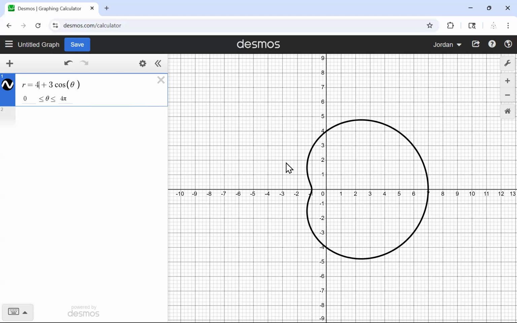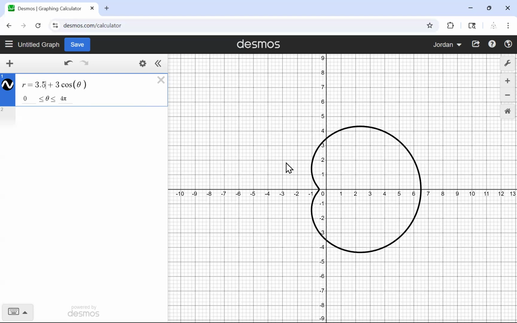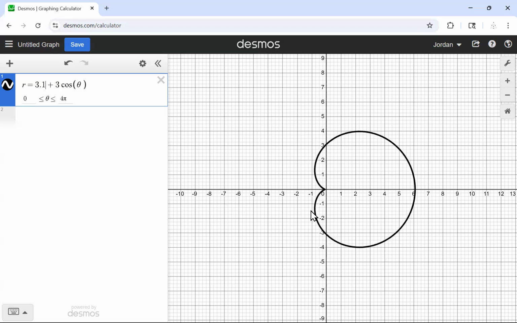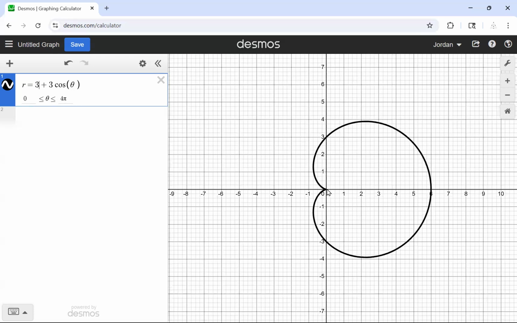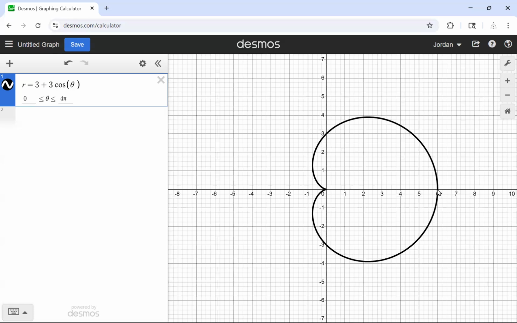So we started with 4 with a dimple. If we take 3.5, then that dimples more. Down until we hit the number 3 exactly. Once we hit where the constant and the coefficient on cosine are the same, then our curve here goes around past the y-axis on the left, and then comes back and touches the origin or touches the pole, and then back out around.